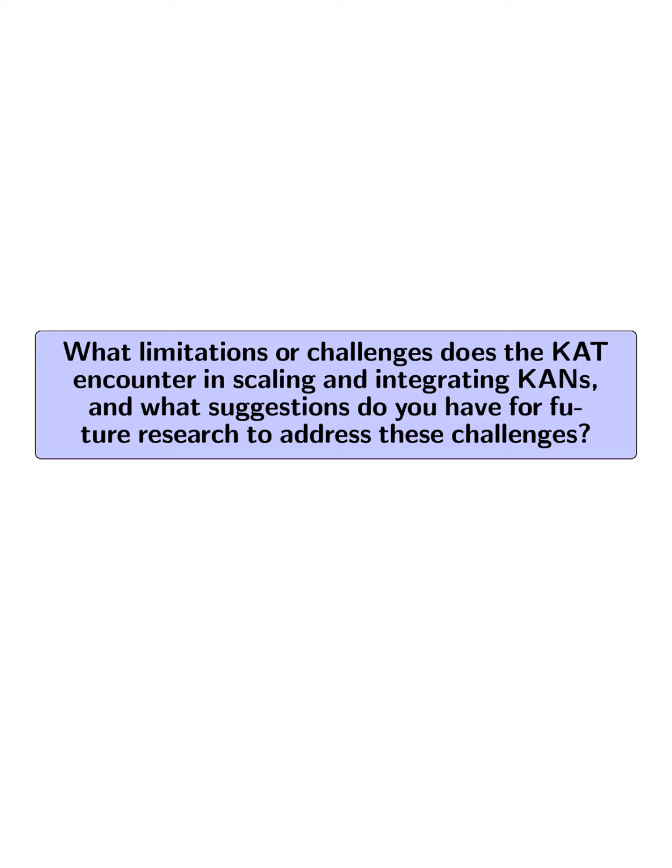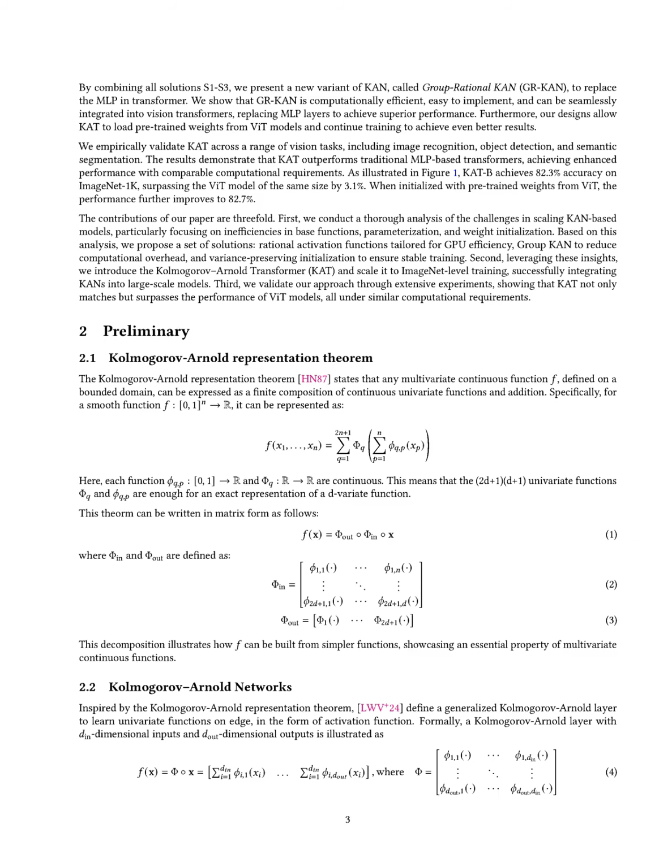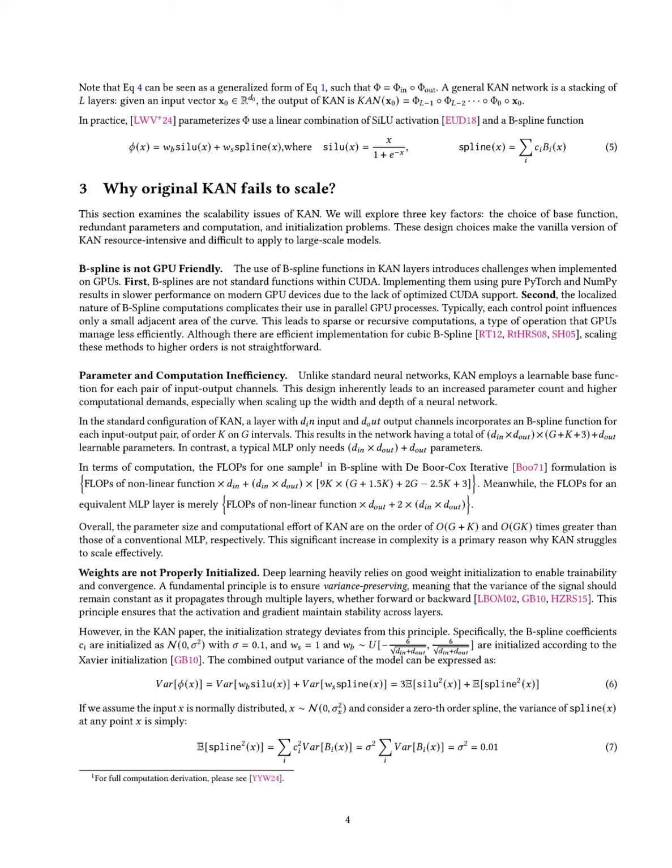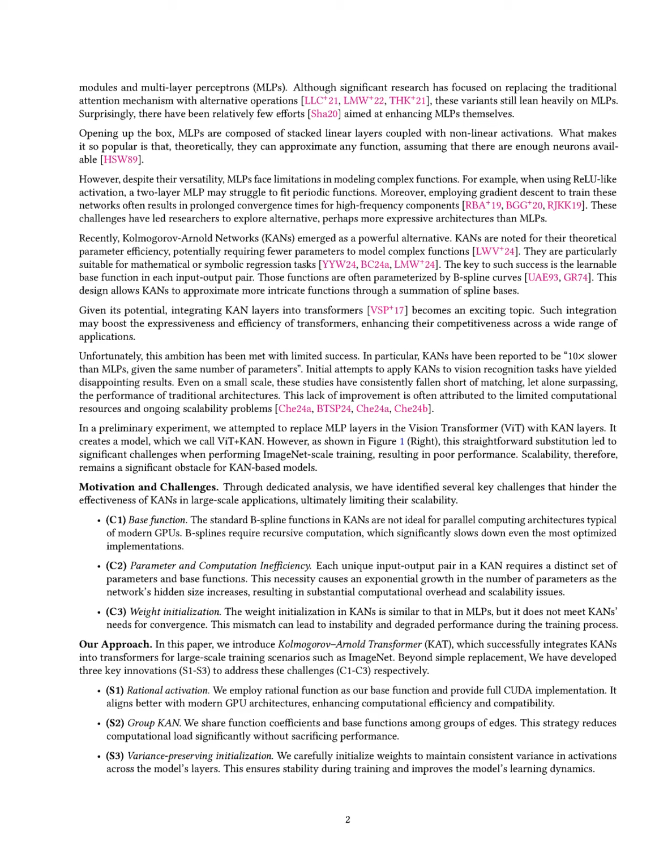What limitations or challenges does the CAT encounter in scaling and integrating KANs, and what suggestions do you have for future research to address these challenges? The Kolmogorov-Arnold Transformer, CAT, encounters several limitations in scaling and integrating Kolmogorov-Arnold Networks, KANs. Firstly, the standard B-spline functions used in KANs are not optimized for parallel computing on GPUs, leading to inefficiencies in computation, C1. Secondly, KANs require a unique set of parameters for each input-output pair, resulting in an exponential increase in parameters and computational overhead as the network scales, C2.